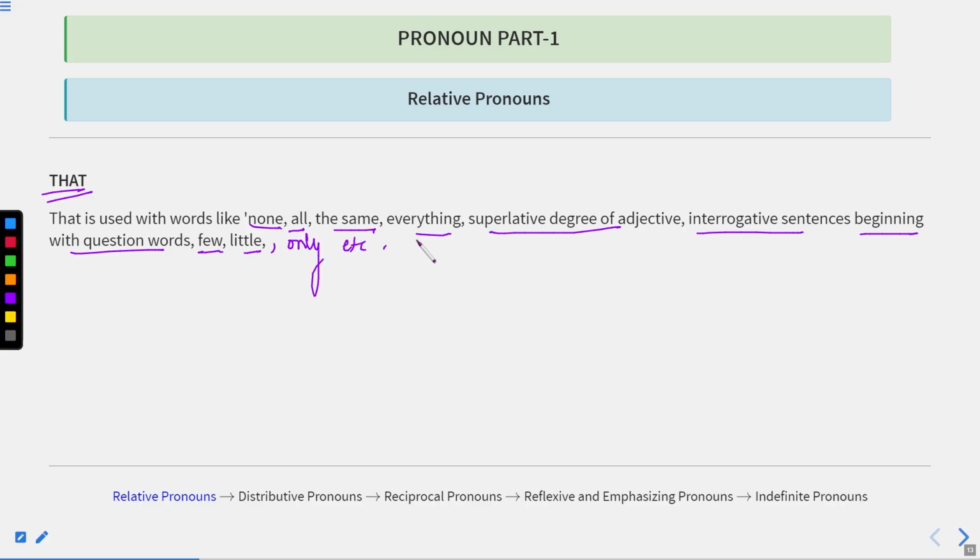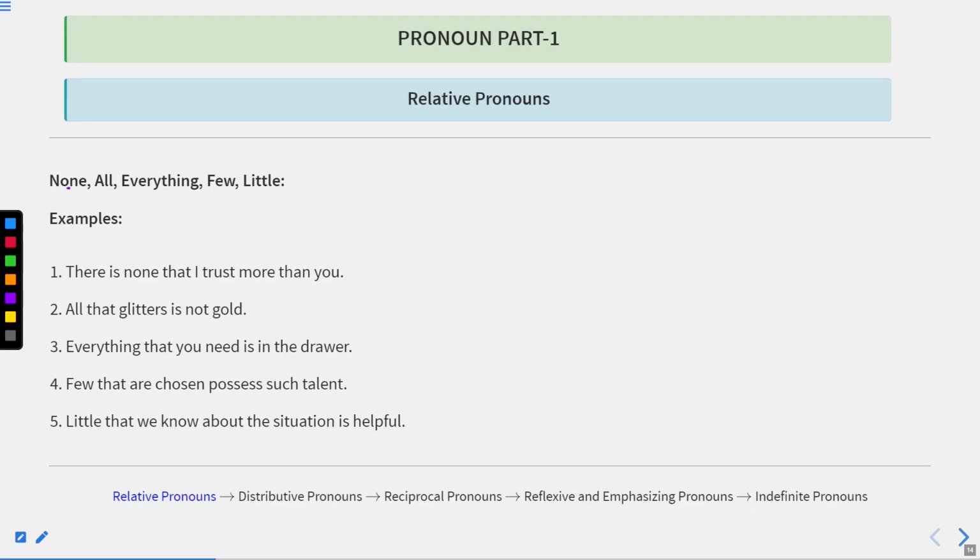Okay, now let us see some examples. So first of all, none, all, everything, few, little. With the help of these words, we will see some examples. There is none that I trust more than you. Here we have the word none, so to use a relative pronoun, I have used the word that.